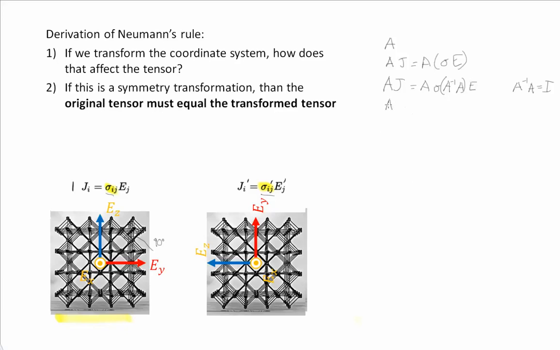And so the next step, we're just going to use the associative property to lump these three terms together. And that basically leaves on the left-hand side this A times J, and on the right-hand side, A times E. And then in the middle, I have this cluster of terms. So what we're going to say is that A times J, the product of these two, is basically just the current density in the new transformed coordinate system. And similarly, A times E is the electric field in the new coordinate system. And so just by inspection, this whole term here has to equal the conductivity tensor in the new coordinate system.